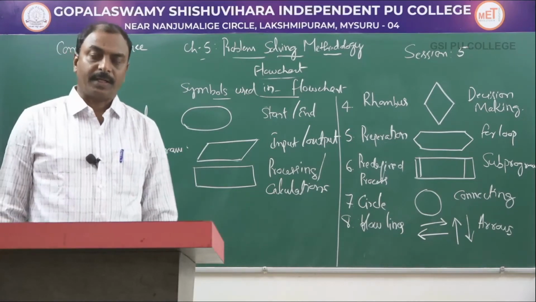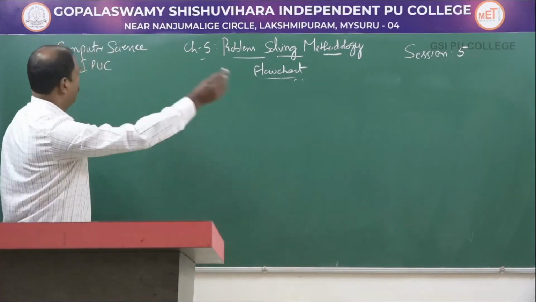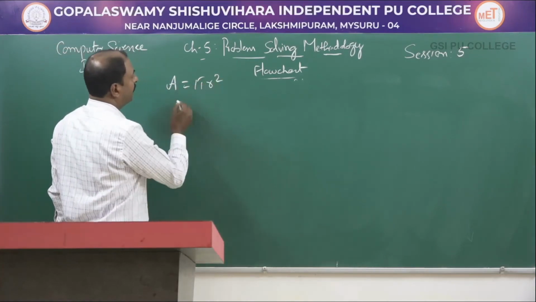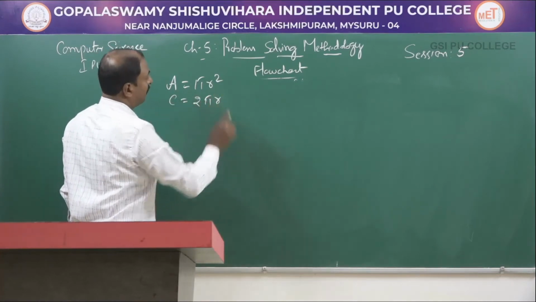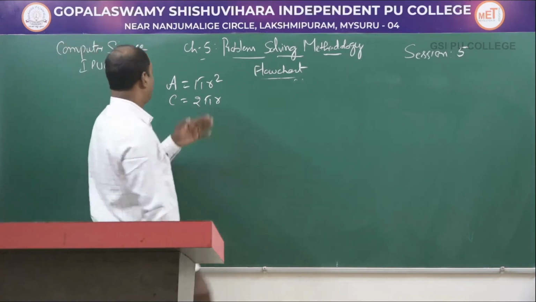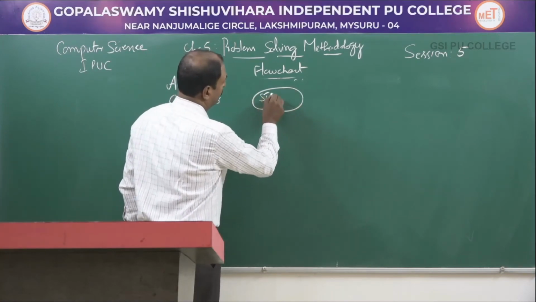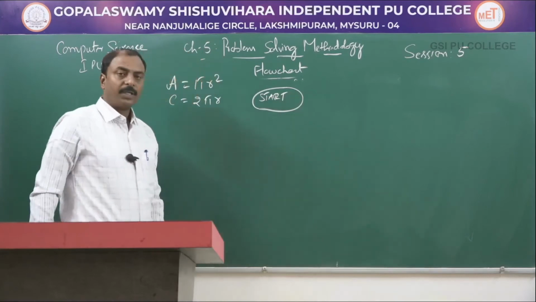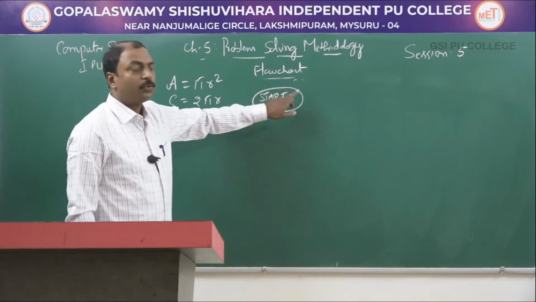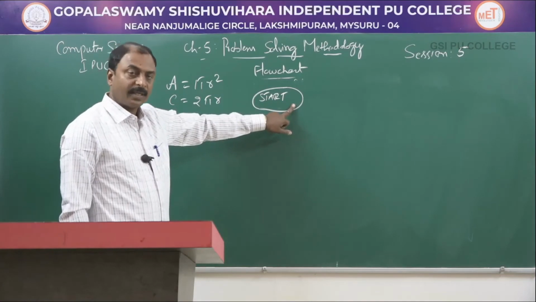Now let us practice a few examples to find the area and circumference of a circle. You know the area of a circle is pi r squared, and the circumference is 2 pi r. We have already written the algorithm for this. Now let us write a flowchart for the same. Each flowchart must start with the oval shape. This is the beginning of the flowchart. All statements you write should be within these geometrical shapes. So please practice the same.